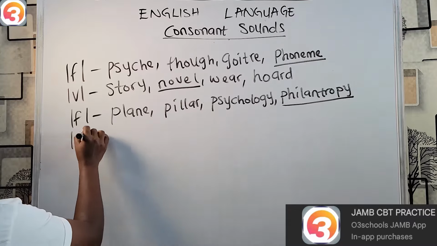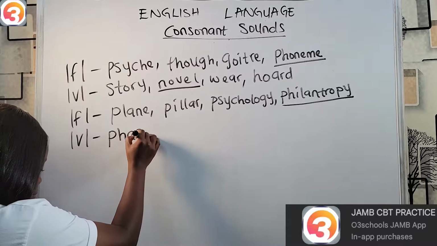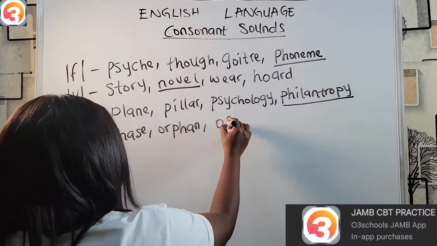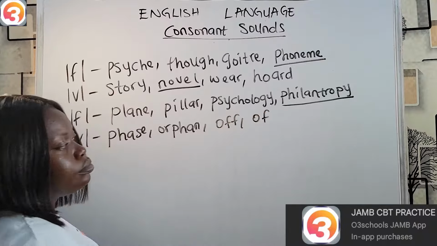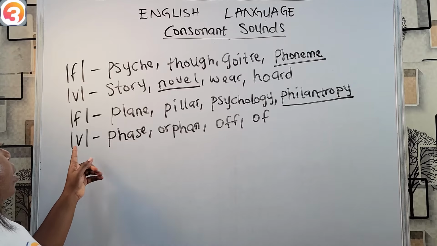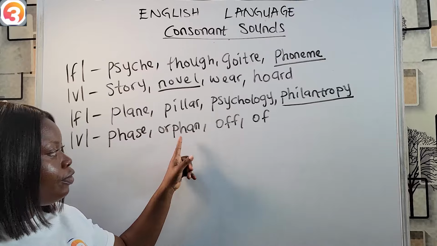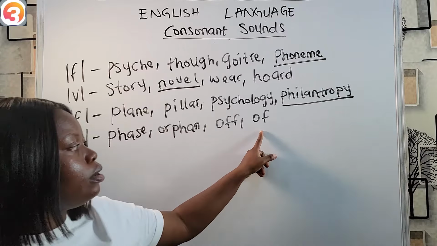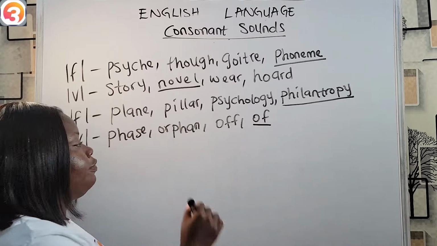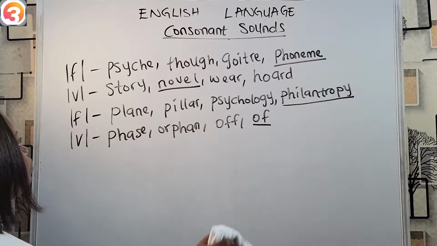One more for we have, now we pronounce the words to see which one actually contains the V sound. Here we have face, here we have orphan, here we have off and of. So this becomes our answer. The rest contain the F sound, which is quite similar, but they are not the same.